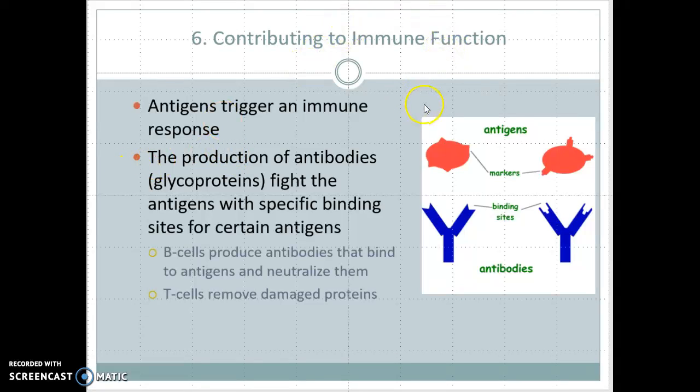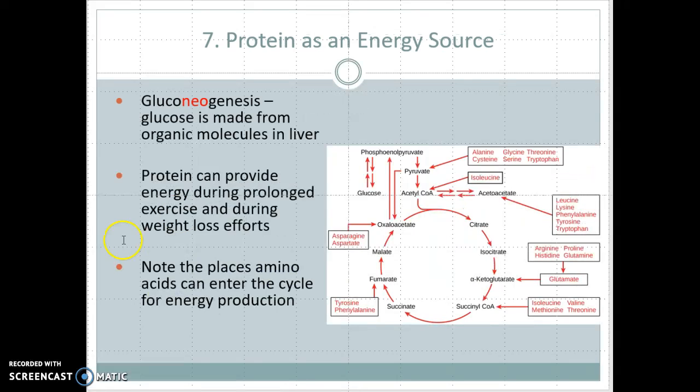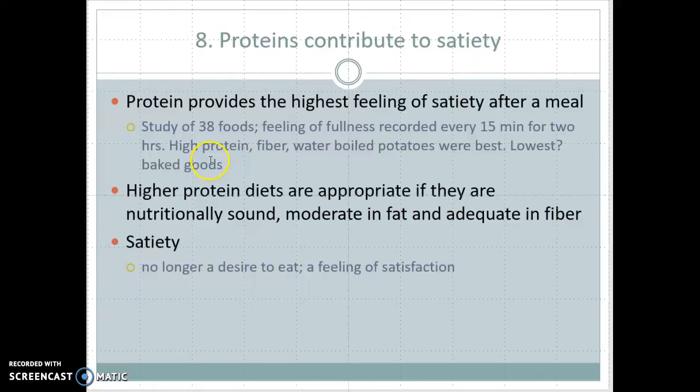Contributing to immune function, antibodies and antigens are proteins. So we can't have good health if we don't have enough protein. It's an energy source, as we already mentioned. If we don't have enough carbohydrate, we can actually make glucose from protein. It's called gluconeogenesis, which means making new glucose from something else. In the Krebs cycle, it can pull off the amino acids and use them for energy and convert them to glucose.